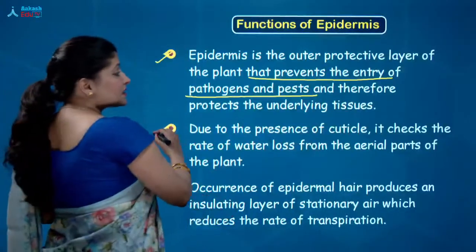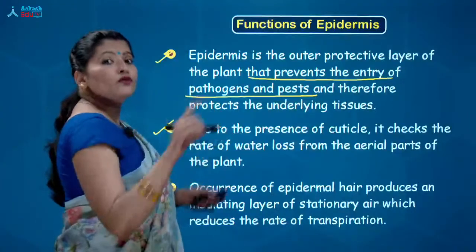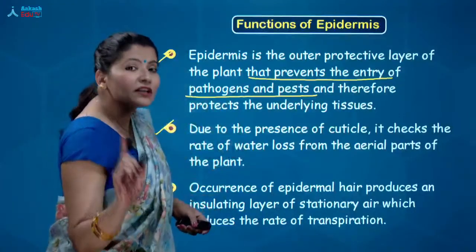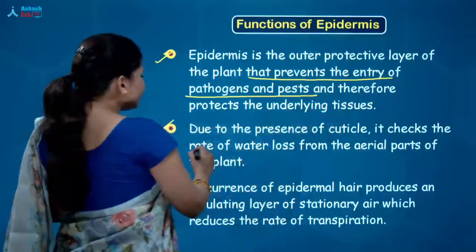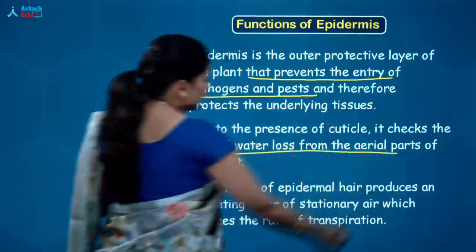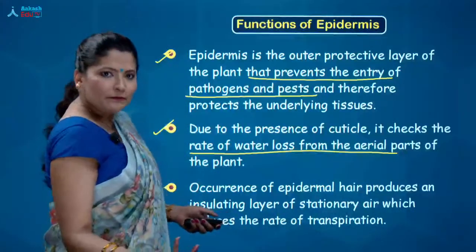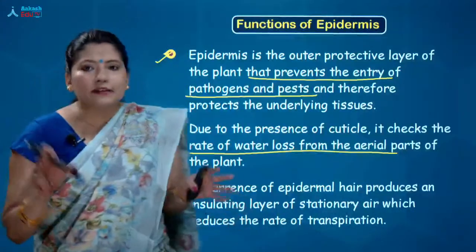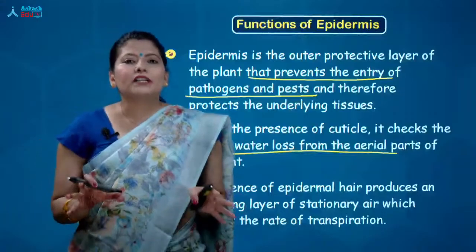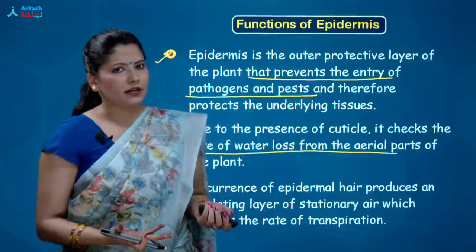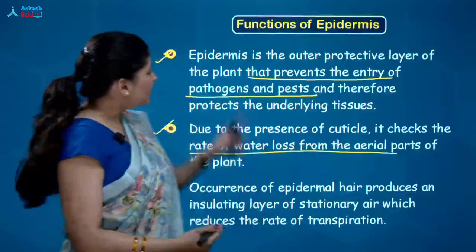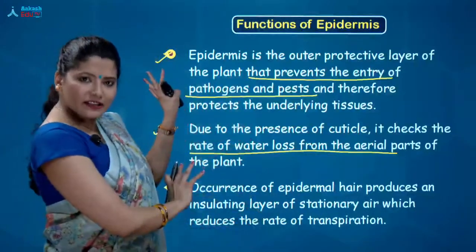Next, due to the presence of cuticle, as I have told you, cuticle layer is present and cuticle का main function क्या था? To prevent water loss, right? So it checks the rate of water loss from the aerial parts of the plant. See, किसी भी tissue के अगर आपको characteristic points याद हो गए हैं तो functions को derive करना बहुत आसान है. आप देख ही रहे हैं, these two points we have done in the characteristic points.